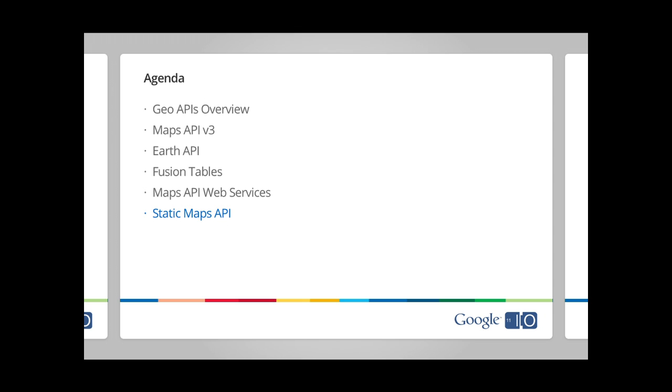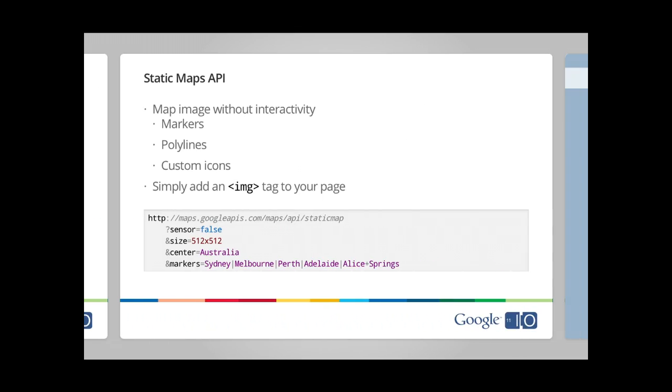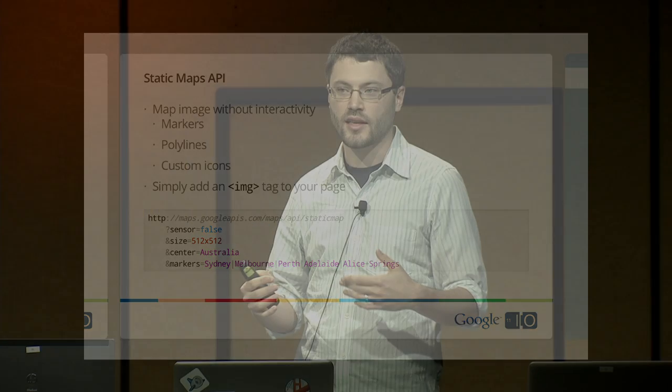Right, so moving on to the Static Maps API. The Static Maps API is an alternative to the JavaScript and Flash and Earth APIs, which are for interactive maps that are immersive for the user. They can drag them around and zoom in and out and do what they like.